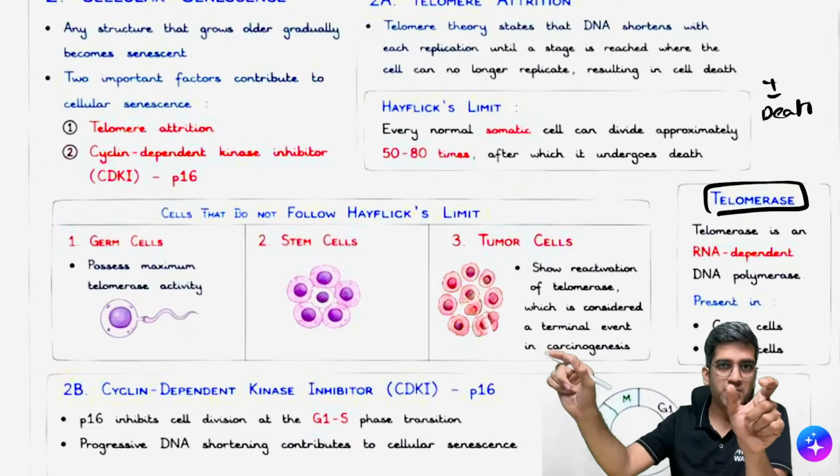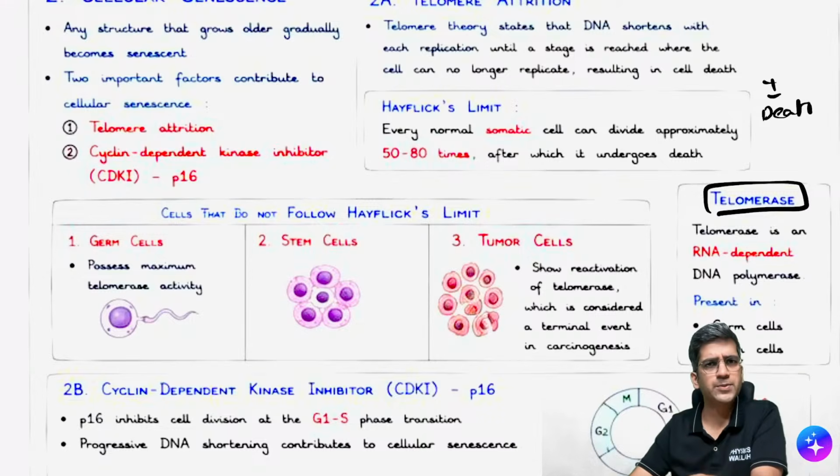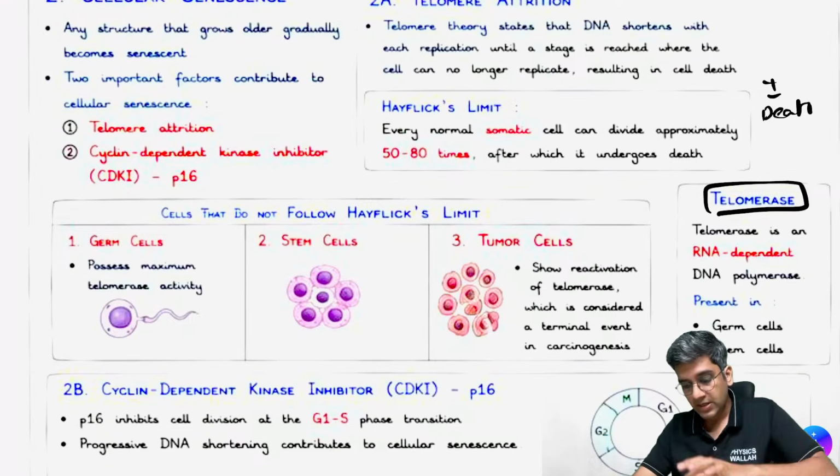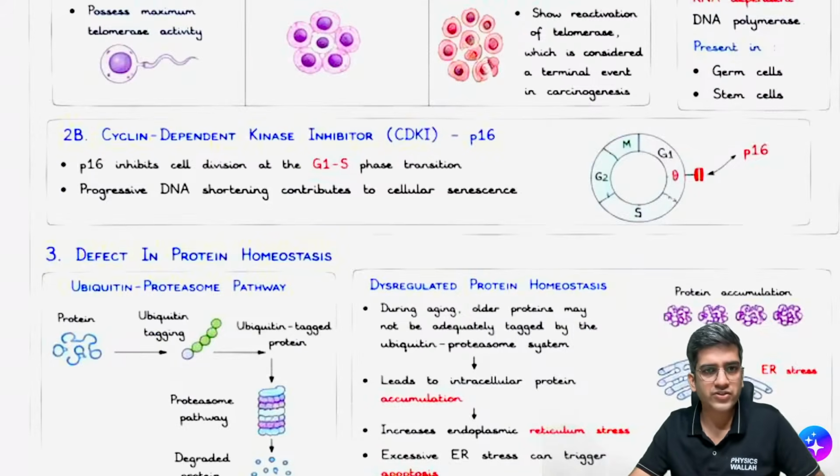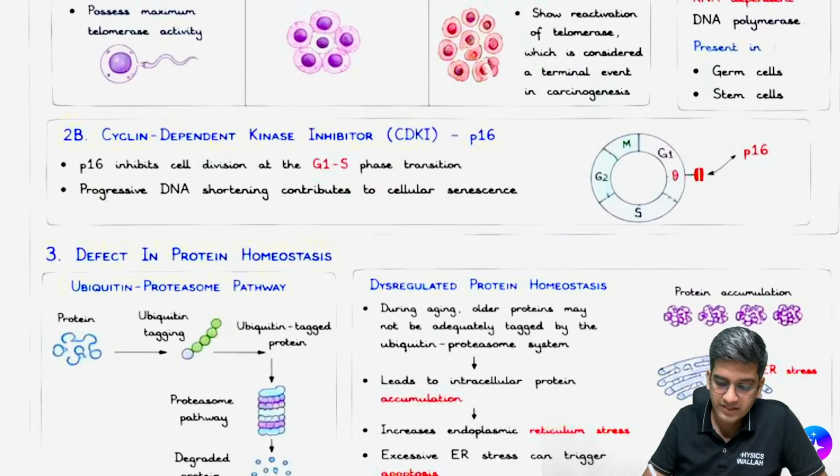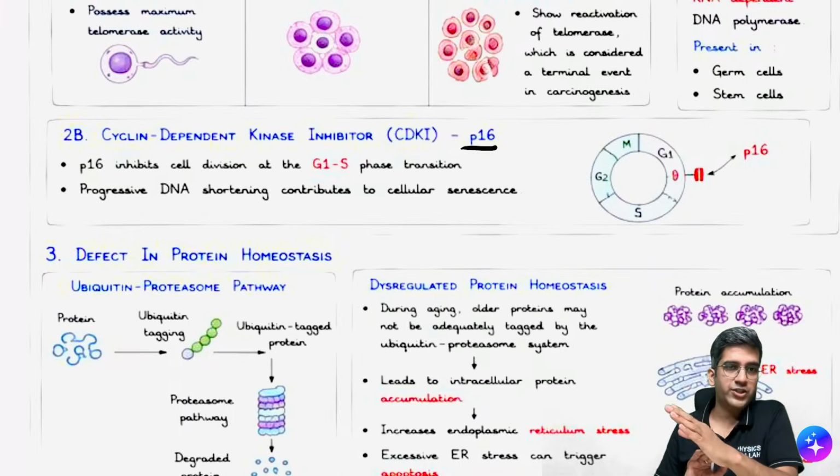Whenever it shortens, it becomes bigger with the help of telomerase enzyme, right? These are exceptions for your cellular senescence, right? Second part of cellular senescence is P16 activation. P16 is a cell cycle inhibitor. It will stop the cell division from G1 to S phase.